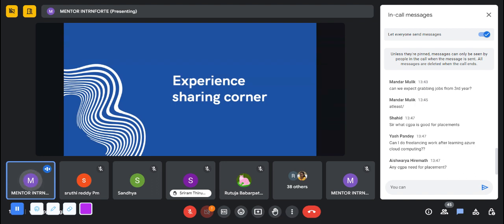What is a good CGPA for placement? There is no particular criteria, but yeah, I think there is a particular threshold. Some companies want that if you have CGPA greater than 6 or 7, then only you can even come to that particular placement. So yeah, you have to see that you are getting the bare minimum.